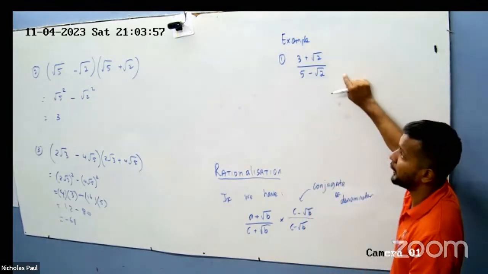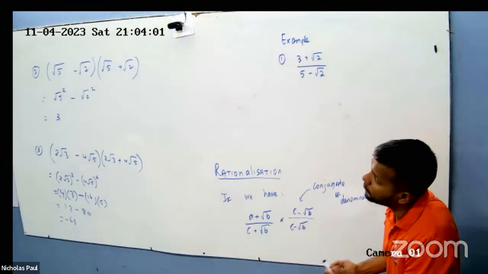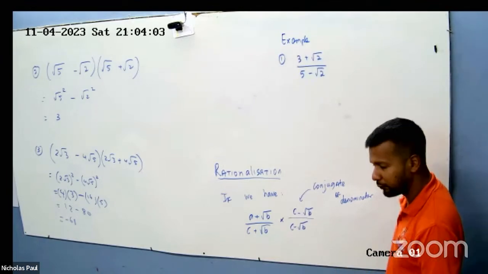All right, so let's do this one together. That is 3 plus root 2 over 3 minus root 2.